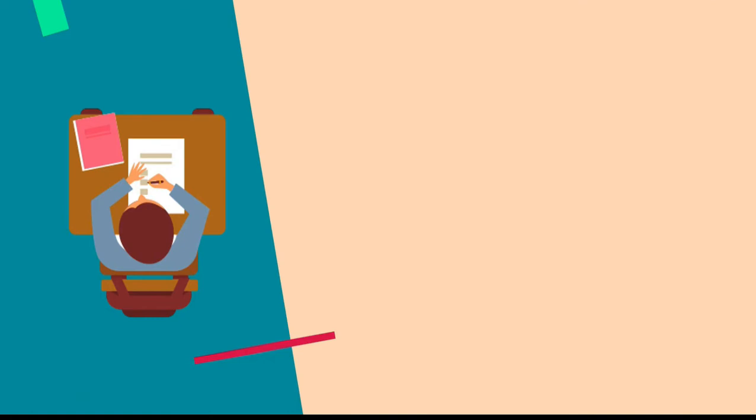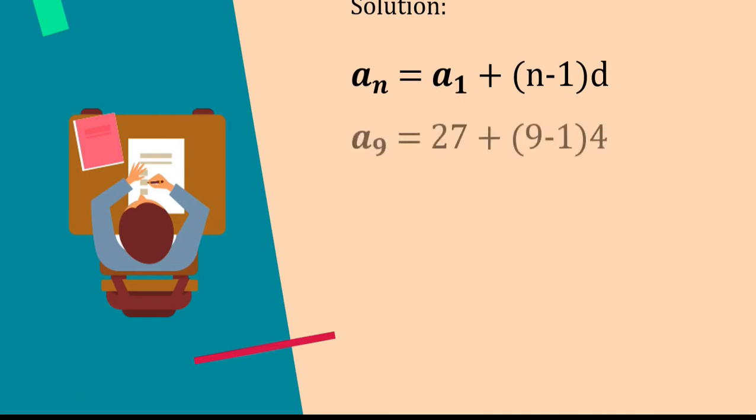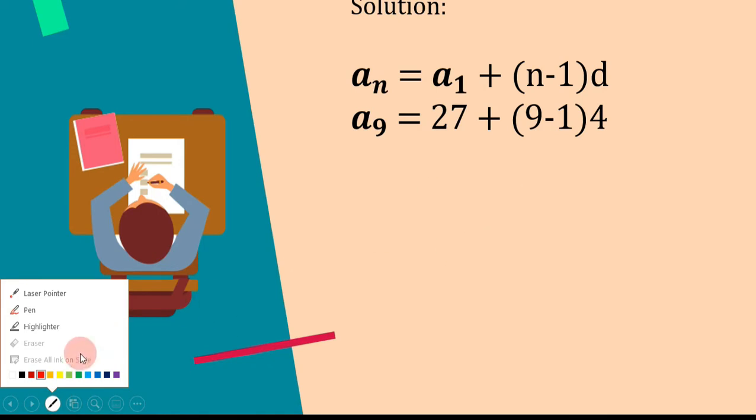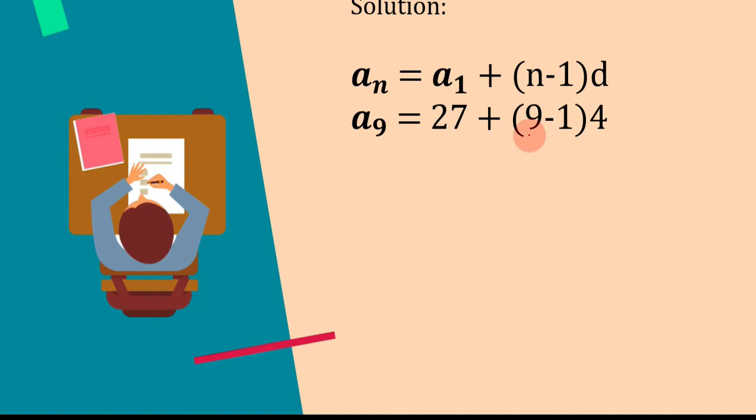Opo. Sa formula na yan, ang gagawin lang natin, of course, we'll just substitute. And like what we did on our module number 2, on finding the nth term, we are going to use this one now. So we have a sub 9 is equal to 27 plus (9 minus 1) multiplied by 4. Ayan po. So yun ang ating gagawin dito. So we have our n is 9, our d is equal to 4 and our first term is equal to 27. Of course, yun ang hinahanap po natin ay yung a sub 9.